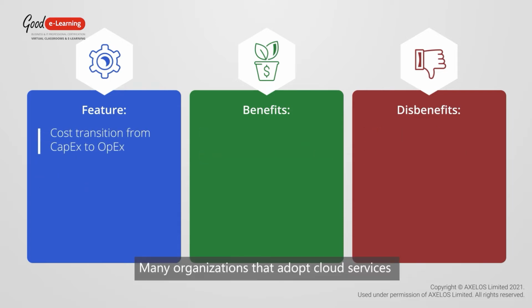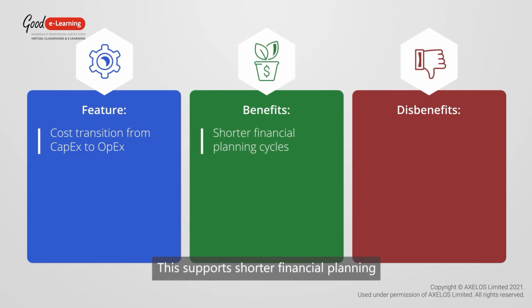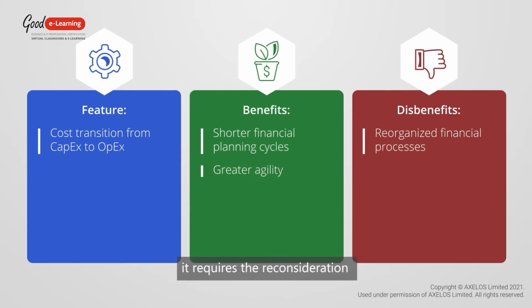Many organizations that adopt cloud services also find IT costs transition from capital expenditure to operational expenditure. This supports shorter financial planning and evaluation cycles and contributes to the organization's agility. However, it requires the reconsideration of budgeting, forecasting, and financial controls, which may be resisted.